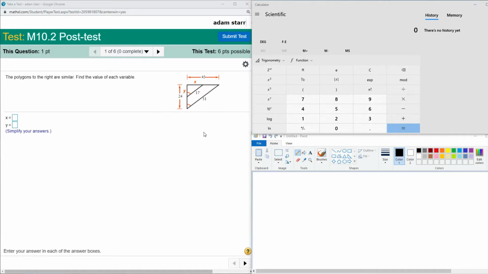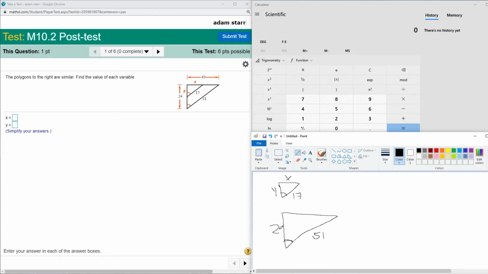So if we look at this first example where it says the polygons to the right are similar, if you notice here, we kind of have two triangles. We have this little triangle here where we have y, x, and 17, and we're given this angle. And we have this bigger triangle here where it has that same marking of an angle. This side is 51, this side is 24, and this side is 45. So again, it's saying that these two triangles are similar, so that means their sides are going to be proportional.